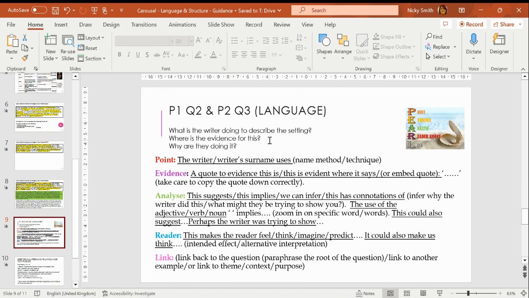So in this question, what is the writer doing to describe the setting? What are they actually doing? So what features are they using? Where is the evidence? Quote from the text. And then why are they doing it? What is the overall effect? What's the intended effect? Are there any alternative interpretations that you could provide?